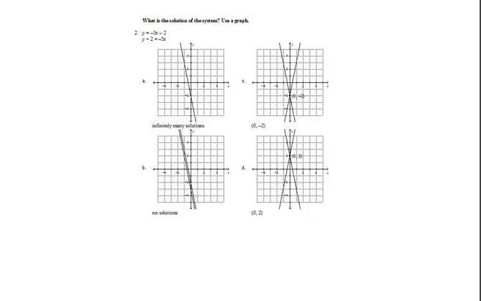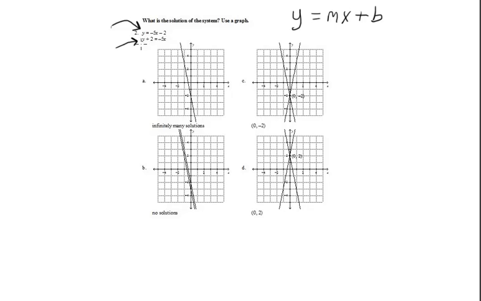Okay, we have number 2. What is the solution of the system? Use a graph. It's the same idea. Well, let's see. This first one is in slope-intercept form, y equals negative 5x minus 2. But this next one, we need to put in slope-intercept form, which is y equals mx plus b, where m is the slope and b is the y-intercept.